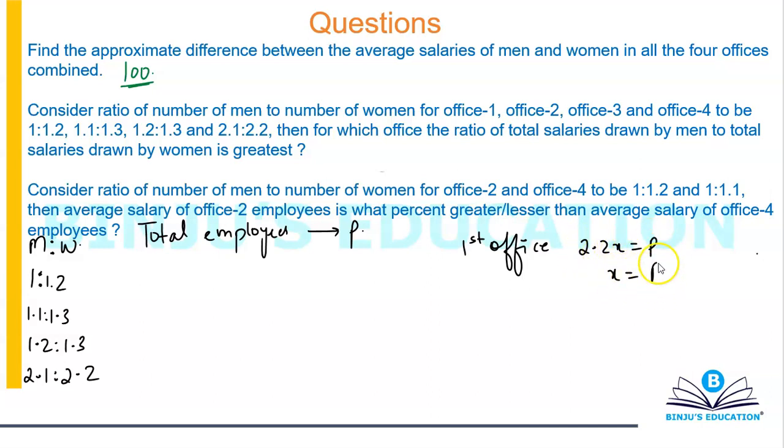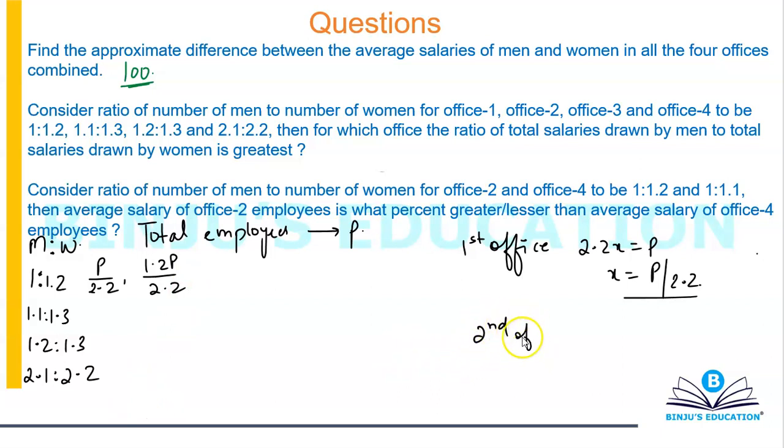X is basically the multiplication factor, P divided by 2.2. So I can say that men will be P divided by 2.2 and women will be 1.2 P divided by 2.2. P divided by 2.2 is basically the multiplication factor which we are trying to calculate. Now using the same principle, I'll do it for one more office. Let me do it for the second office.